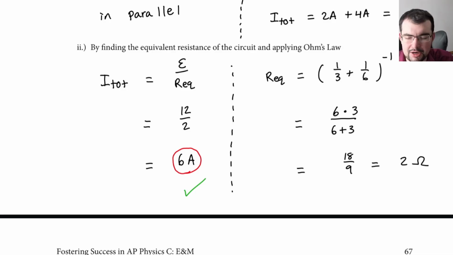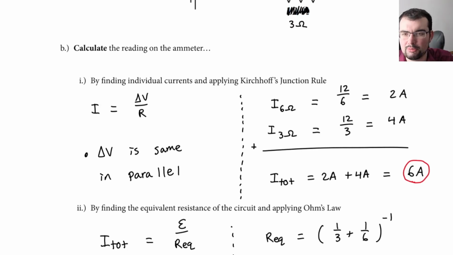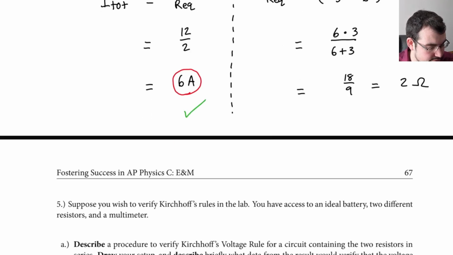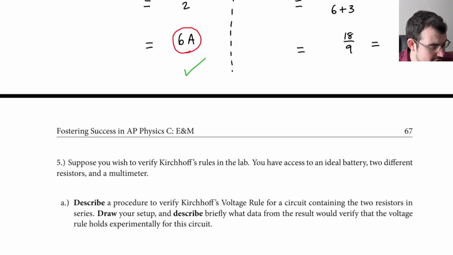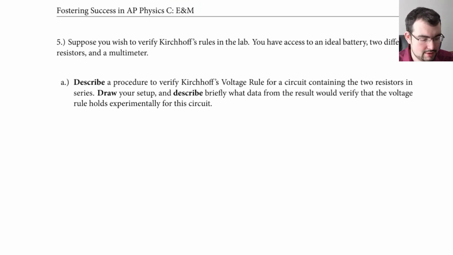So usually in parallel circuits, I total is less useful because it's the individual currents that are usually what we want, but it's always a nice consistency check. Lastly, we're just going to outline a couple experiments you could do to verify Kirchhoff's rules.